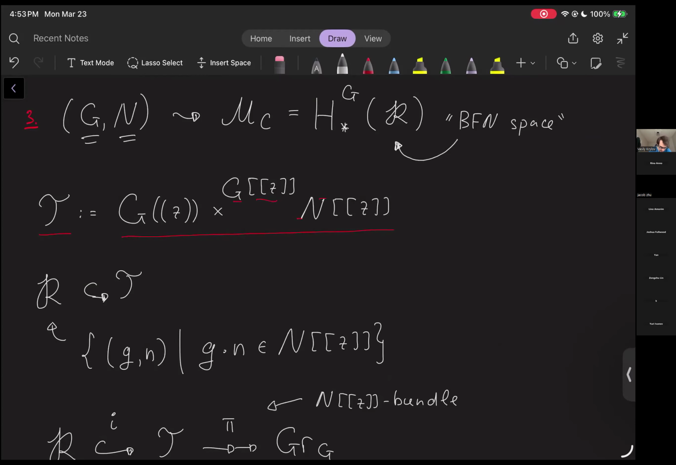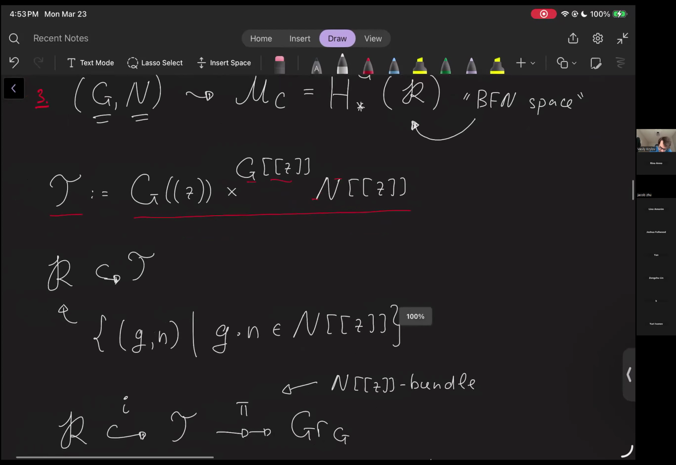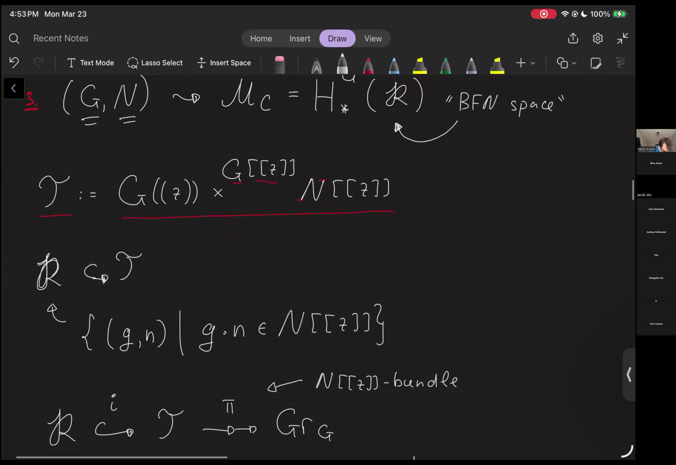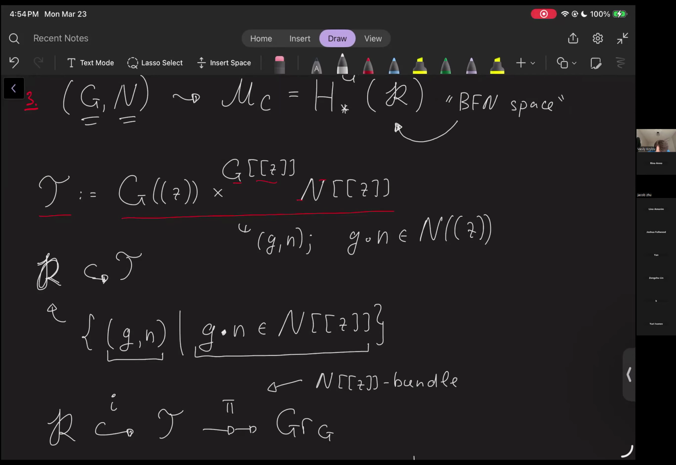And then we consider some closed subspace here, the BFN space, consisting of pairs G and N, such that if you apply G to N, in principle, if you take a pair G and N, after you apply G to N you only know that you get something that lives here. So the BFN space precisely consists of pairs such that we actually end up in N of double bracket Z.